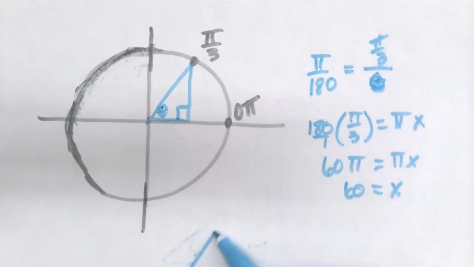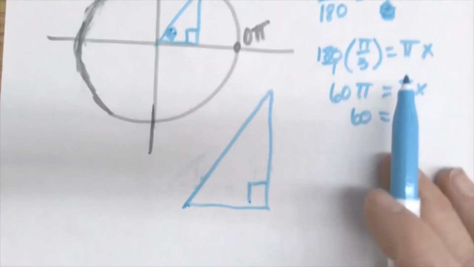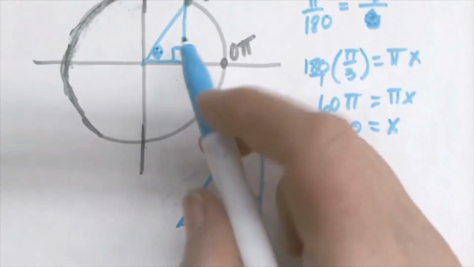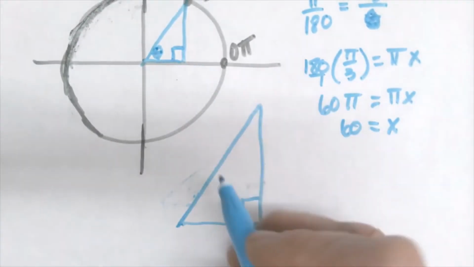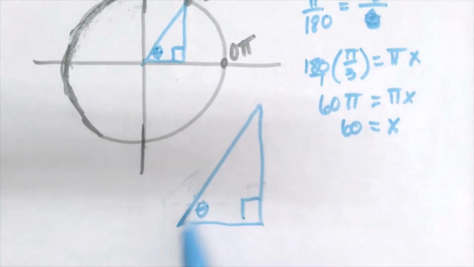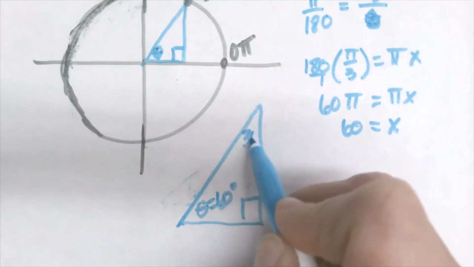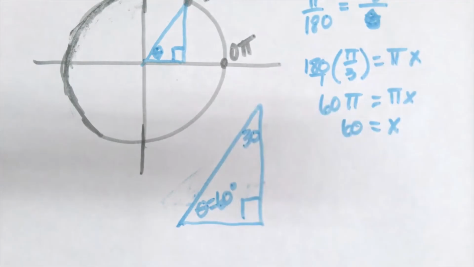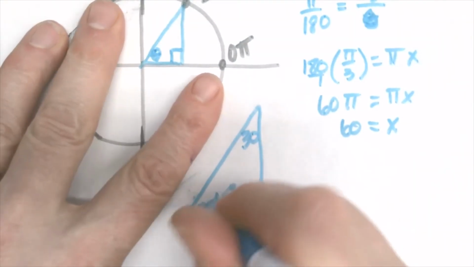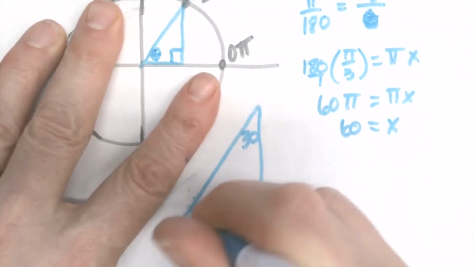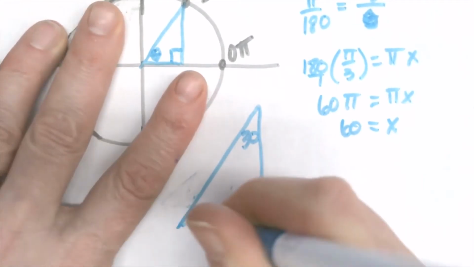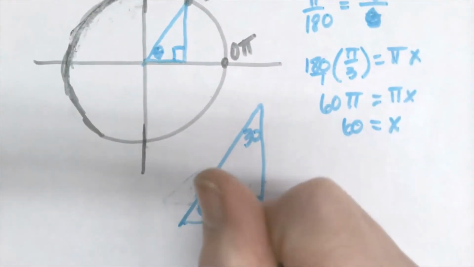So if I take that picture out, here's a better one, more like a true, similar shape is what I'm trying to say here. So here's my theta, and I know that this theta is 60 degrees, which makes this up here 30 degrees. And so I have a 30-60 right triangle. That's 60 degrees.